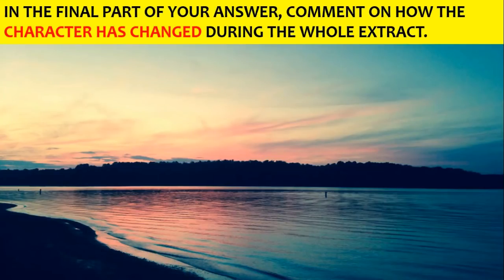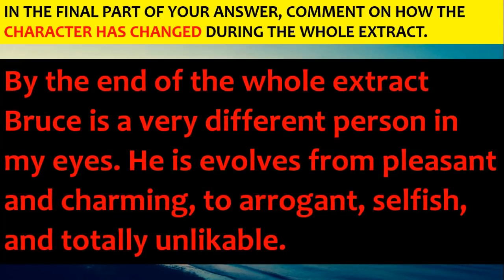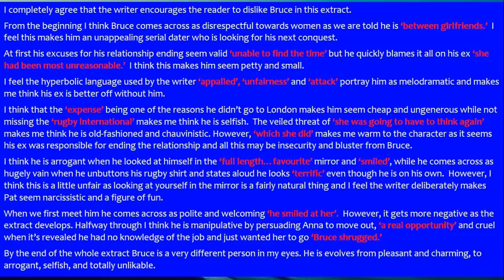So in the final part of your answer, like I said earlier on, comment on how the character has changed during the whole extract. By the end of the whole extract, Bruce is a very different person in my eyes. He evolves from pleasant and charming to arrogant, selfish and totally unlikable. So the pleasant is the first extract that I just mentioned a minute ago, but then I say his journey, so his journey in how I dislike him has gone from someone I like to someone I don't like. So if you comment on the journey, how the character's evolved through the whole extract, you're really going to get top grades on this answer.